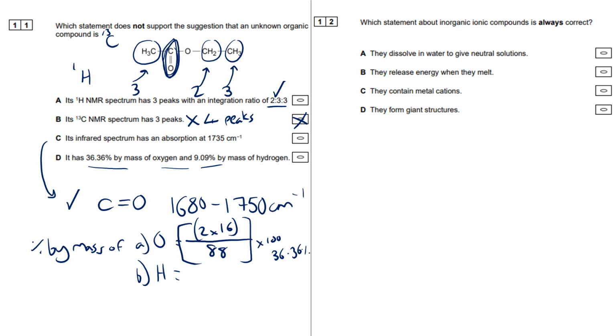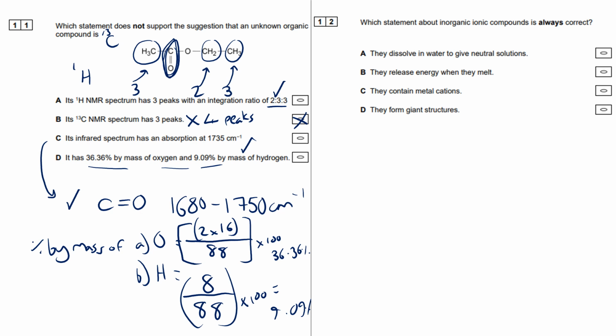Percentage by mass of hydrogen, we have 8 hydrogens. Hydrogen's AR is just 1, so that's 8, divided by the MR of the whole compound times 100, and that comes out as 9.09%. So therefore statement D is also correct.